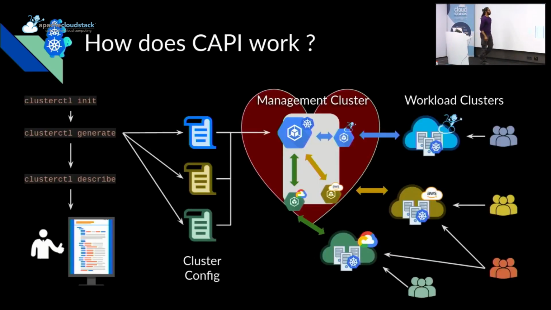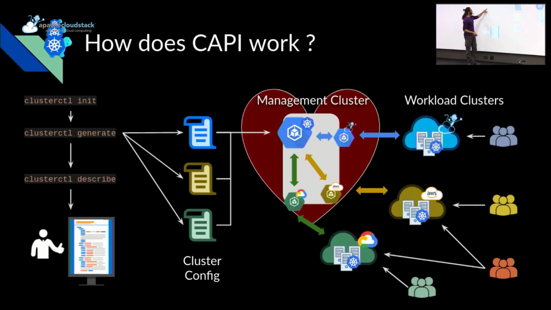All right, so let's look at how it works. The first thing you have is any Kubernetes cluster, running wherever you want. You do a clusterctl init. What it will do is initialize your cluster and bootstrap it into becoming a management cluster that has all your CAPI components running on it. Now you have your management cluster.